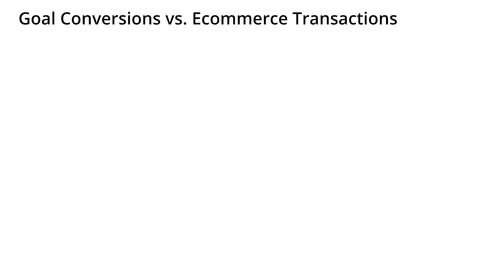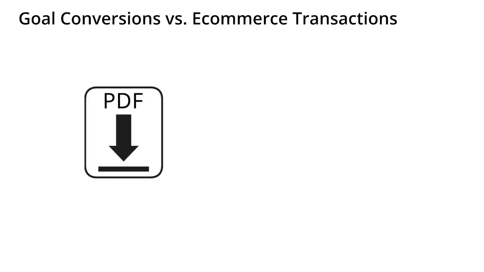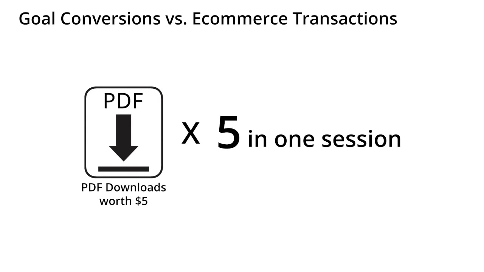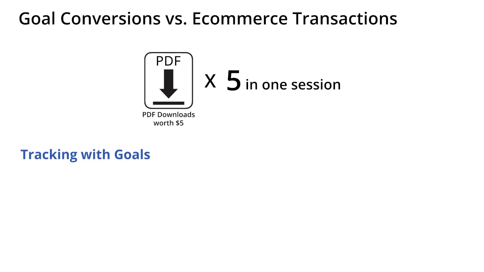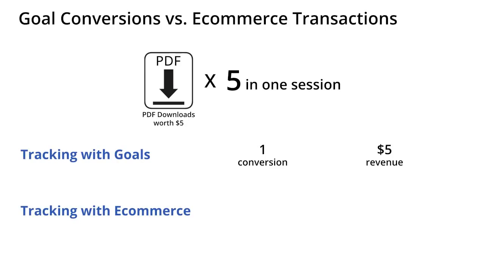Let's say that you set one of your goals to be a PDF download, and you define it such that any PDF downloaded is a valid goal conversion. Let's also say that the goal is worth $5. In this case, if a user comes to your site and downloads 5 PDF files during a single session, you'll only get one conversion worth $5. However, if you were to track each of these downloads as a $5 e-commerce transaction, you would see 5 transactions and $25 in e-commerce revenue.